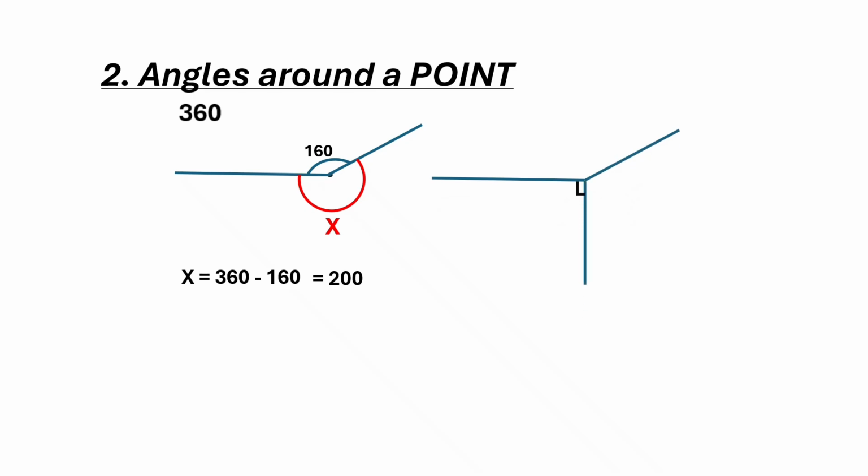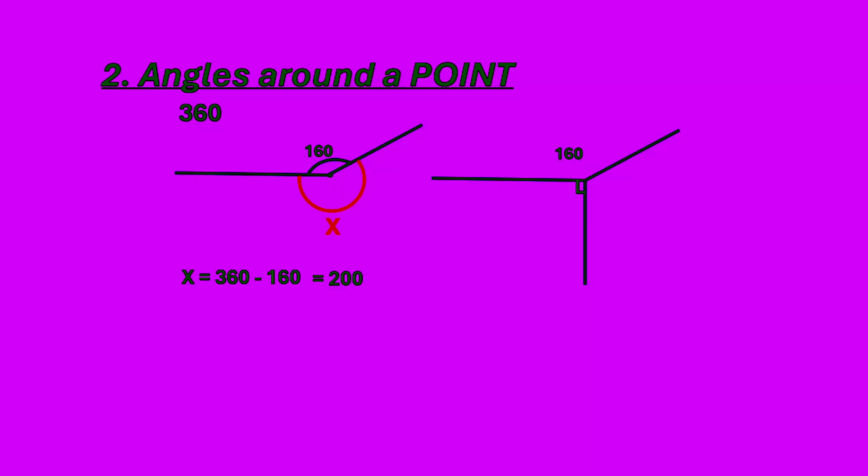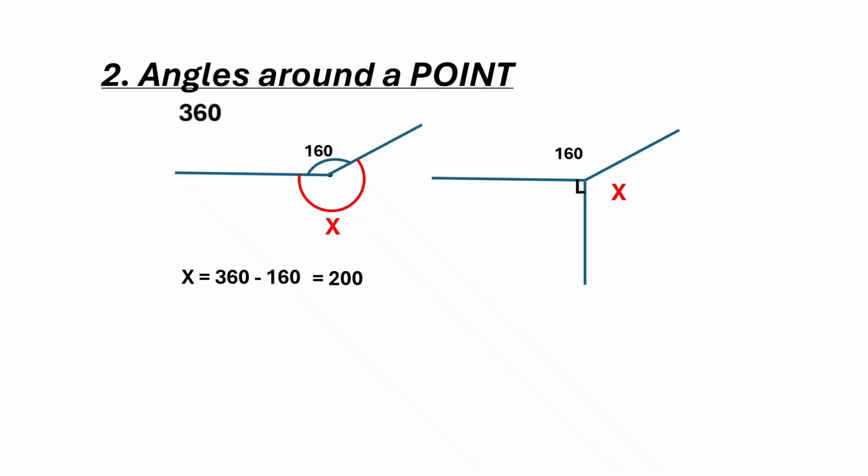If we have this nice shape and they told us this is a right angle and they told us this is again 160, what's x? So the three of them add up to 360. Then x is just 360 minus 160 minus the right angle, which is 90. And that gives you x equal 110.